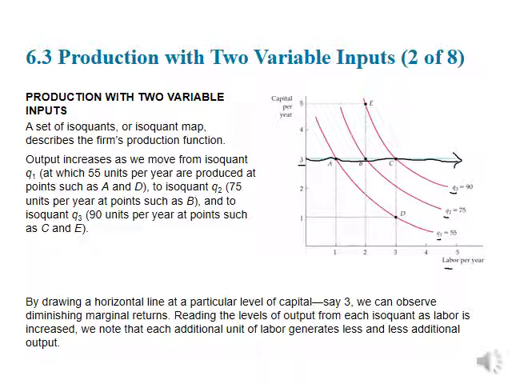And from here we can observe the law of diminishing returns because one additional unit of labor is getting us less and less output as we move up the isoquants. From 1 to 2, the marginal product of labor is 20, moving from 75 to 55. But from 2 to 3, the marginal product of labor is 15, moving from 90 to 75.